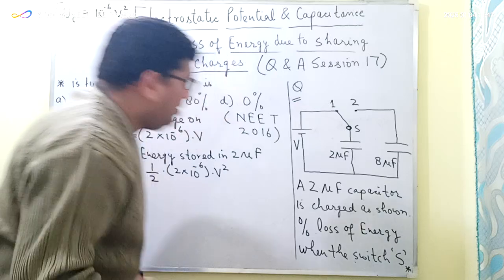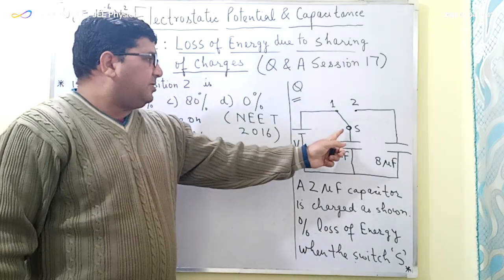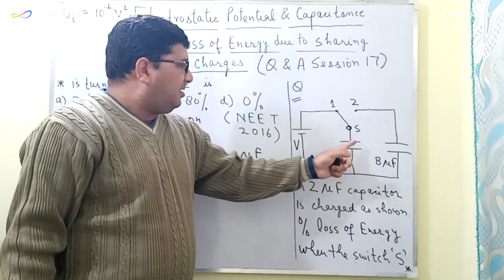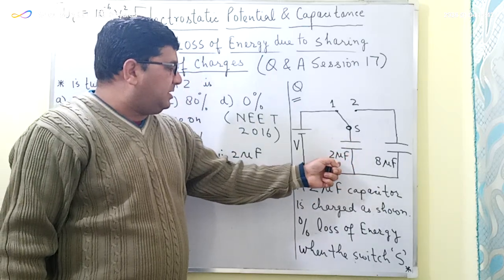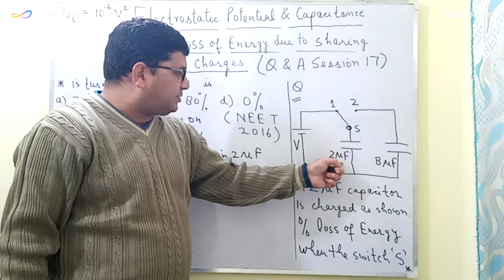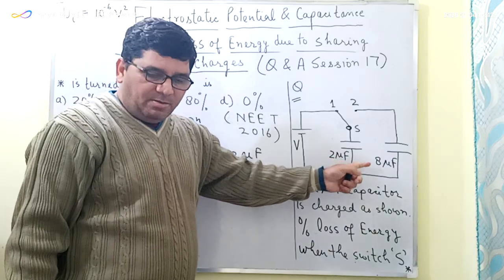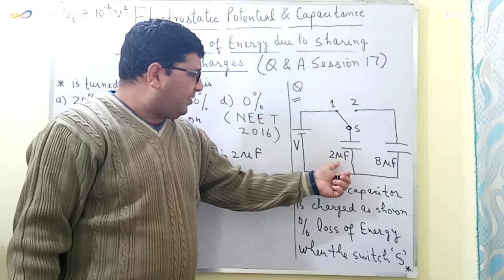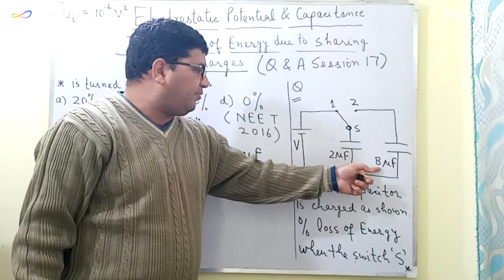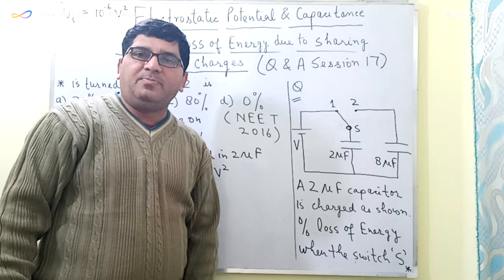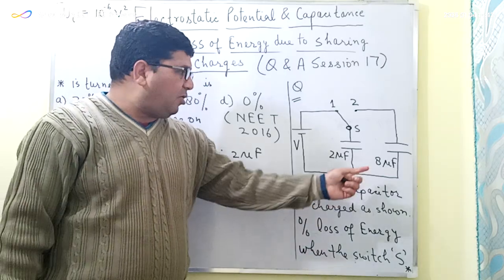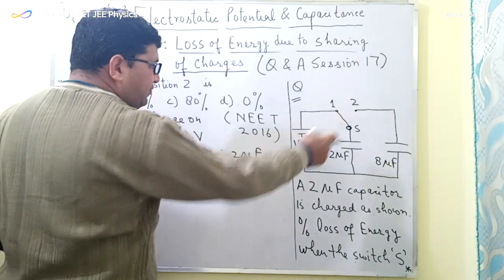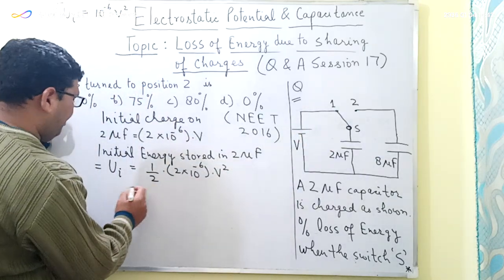Now, when the switch is turned to the position number 2, then these two capacitors will be in parallel, and the charge which is stored on this 2 microfarad capacitor will be now shared among these two capacitors, that is the 2 microfarad capacitor and the 8 microfarad capacitor, till a common potential is attained. So in this case we have to find the value of the common potential.